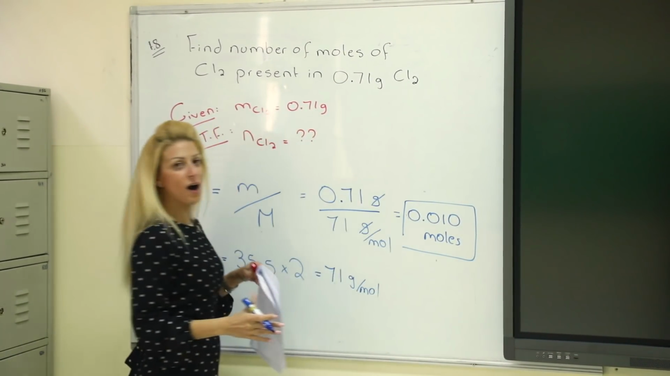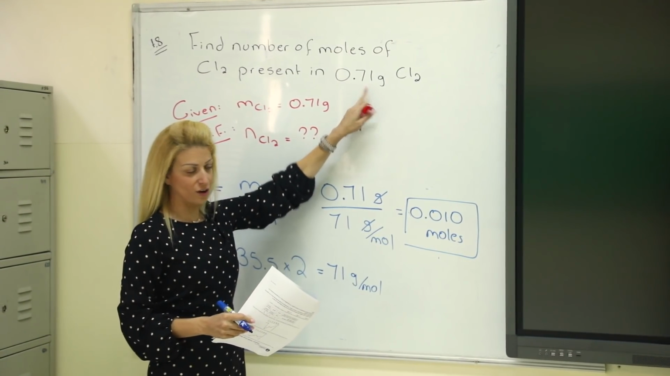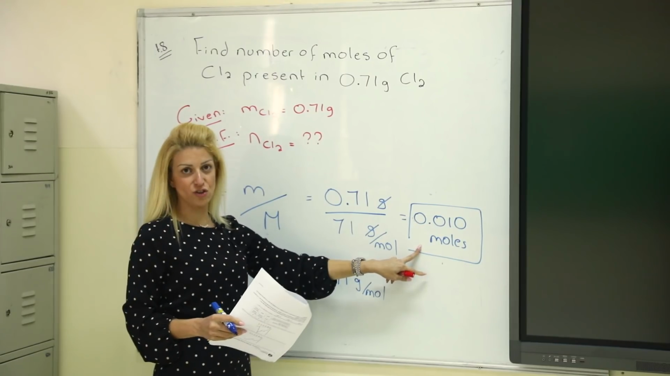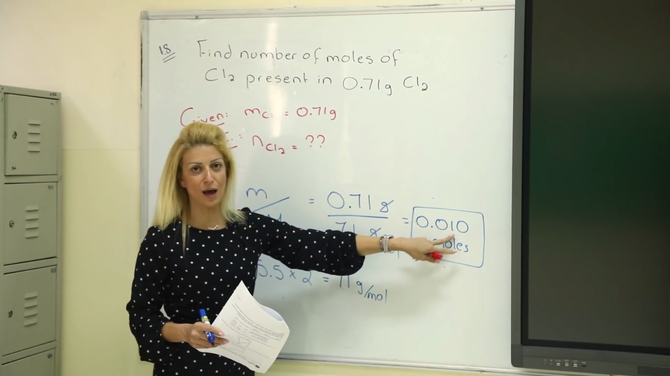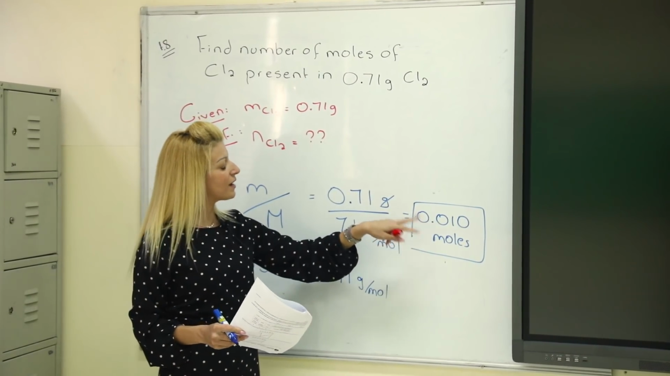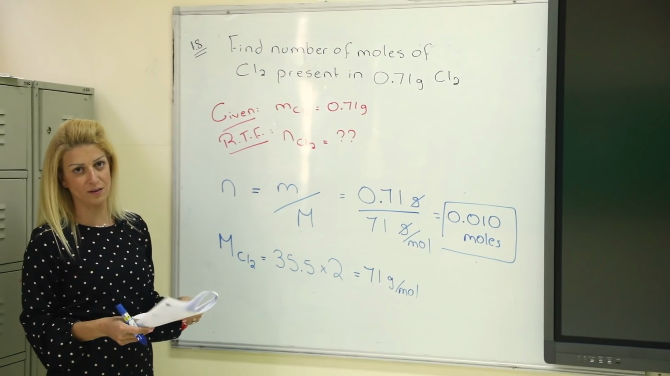If we look at our given, the given is in two significant figures. So our final answer should be two significant figures. Zeros to the left don't count, so our final answer is correct: 0.010, which is two significant figures.